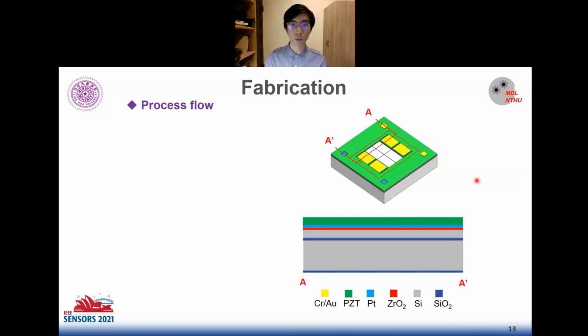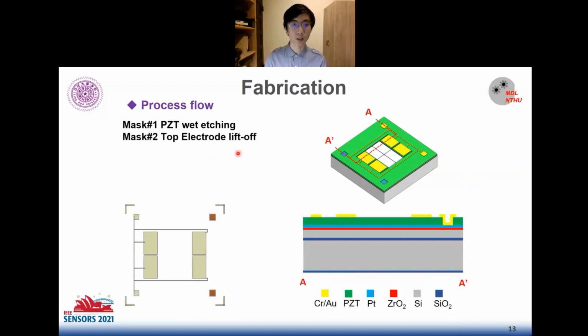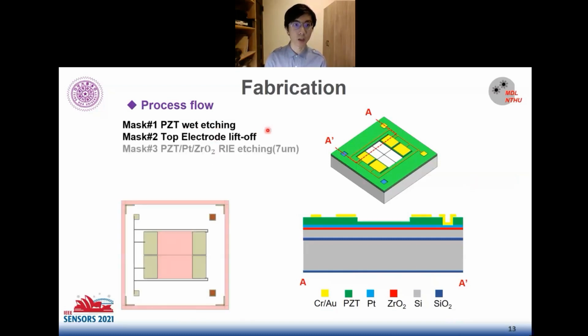And going on is the fabrication process. At first, we take the SOI wafer deposited with a Pt bottom electrode and a PZT piezoelectric material. First, after PZT wet etching, the contact pad of the bottom electrode can be opened. And then, by the lift-off process, we can define the top electrode.